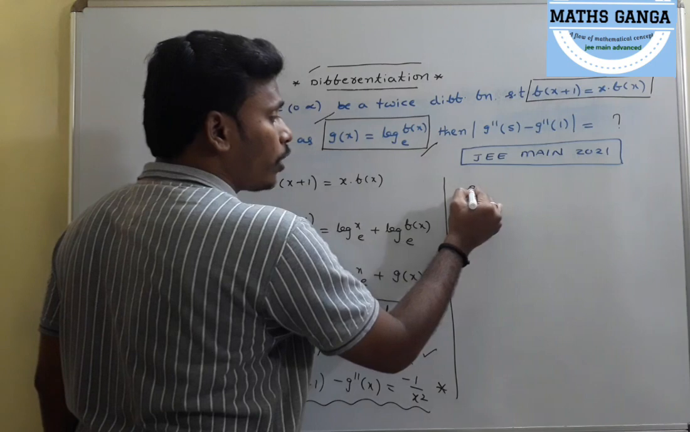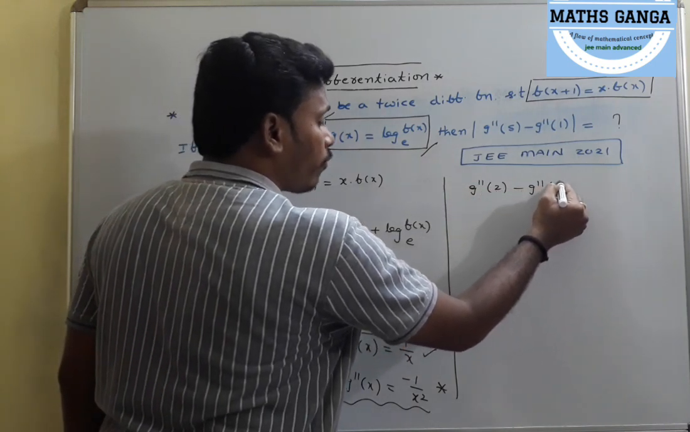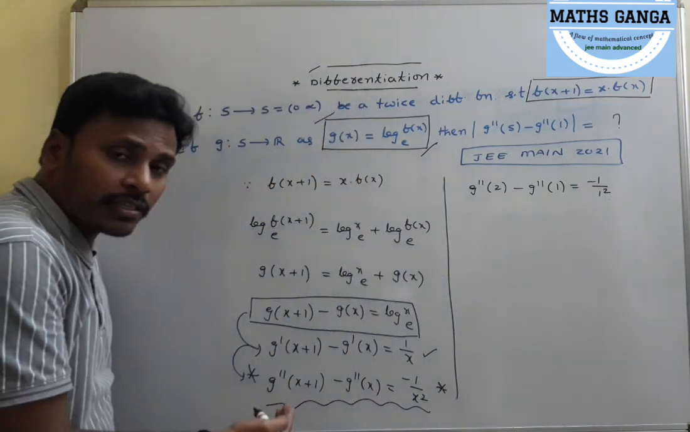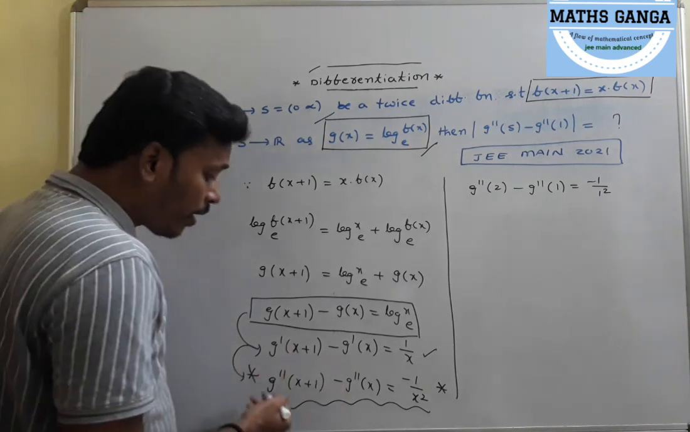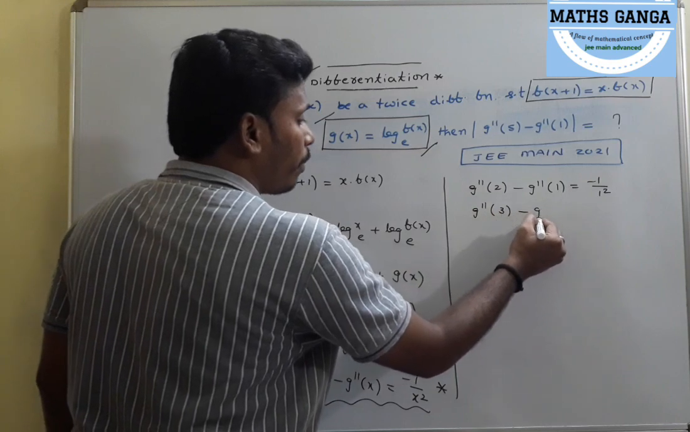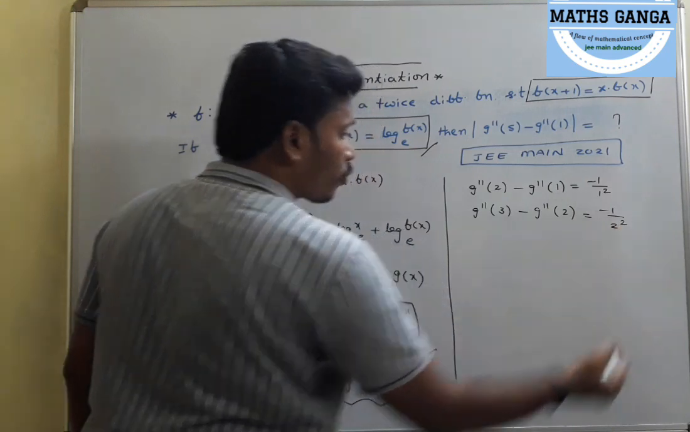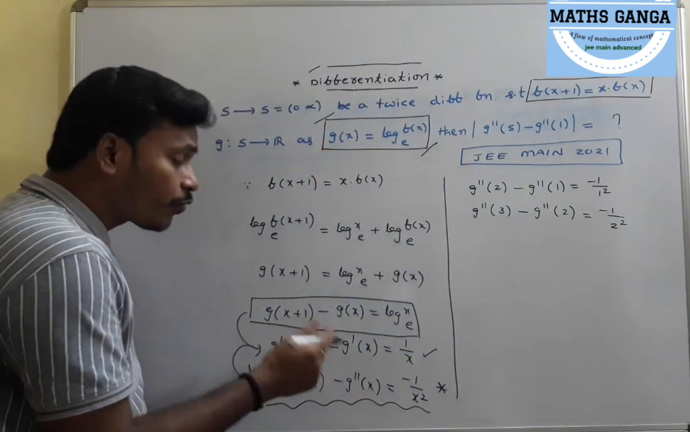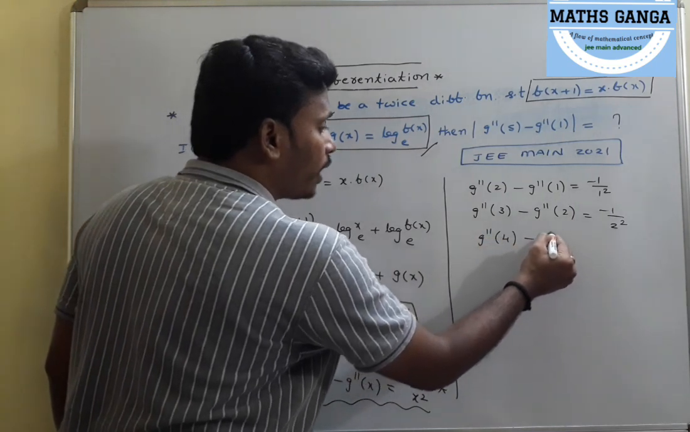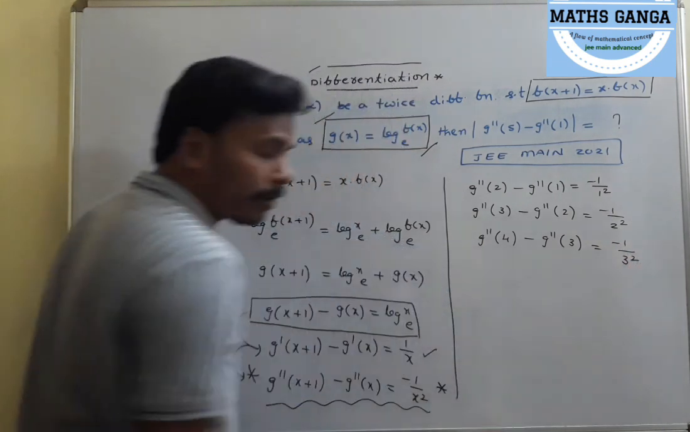If you replace x with 1, you will get g double dash of 2 minus g double dash of 1 is equal to minus 1 by 1 square. After that, replace x with 2. Then g double dash of 3 minus g double dash of 2 is equal to minus 1 by 2 square. One more time, replace x with 3. Then you have g double dash of 4 minus g double dash of 3 is equal to minus 1 by 3 square.